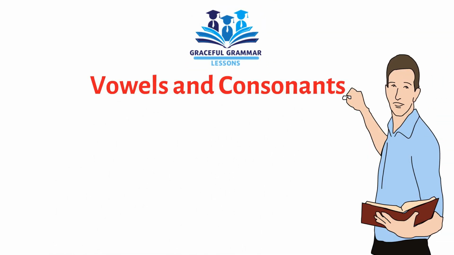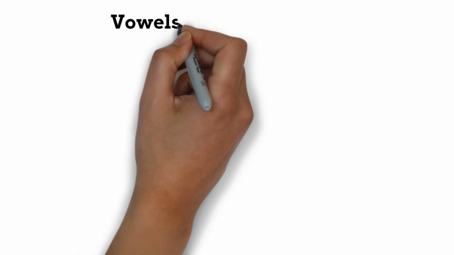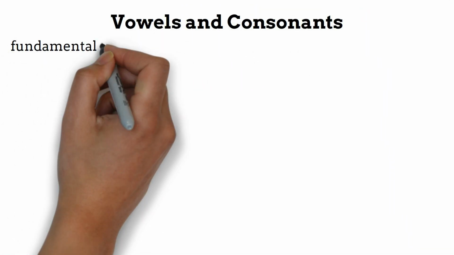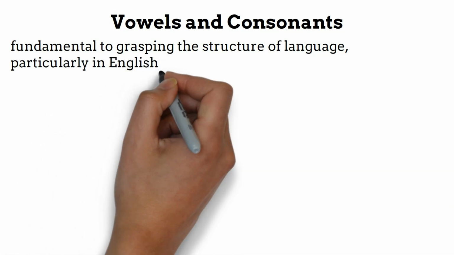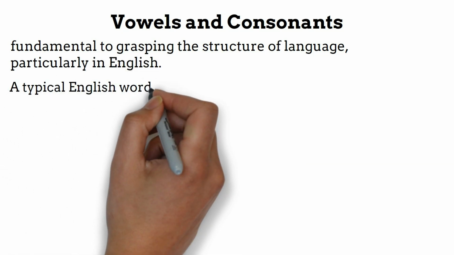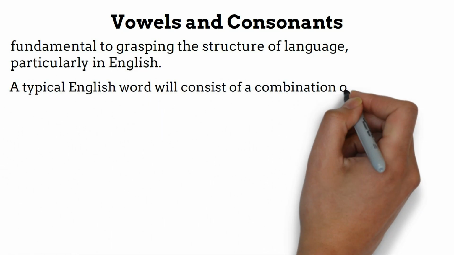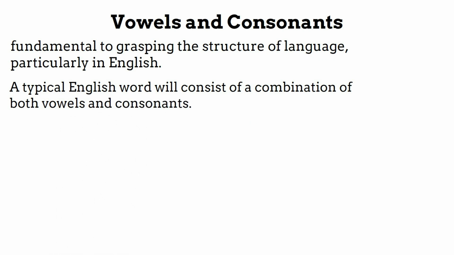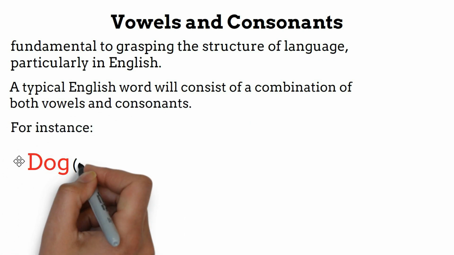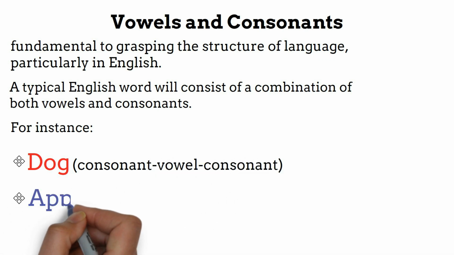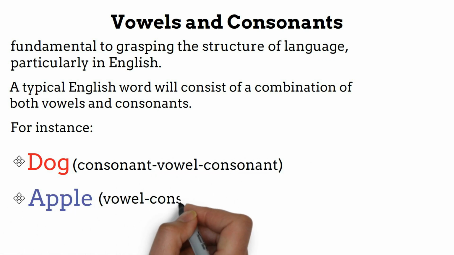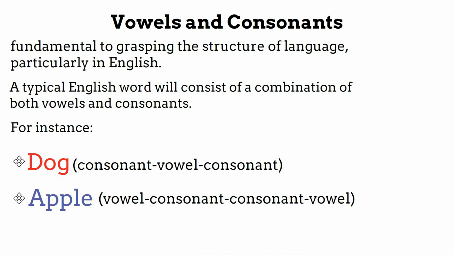Vowels and Consonants. Understanding vowels and consonants is fundamental to grasping the structure of language, particularly in English. A typical English word will consist of a combination of both vowels and consonants. For instance, dog: consonant, vowel, consonant. Apple: vowel, consonant, consonant, vowel.